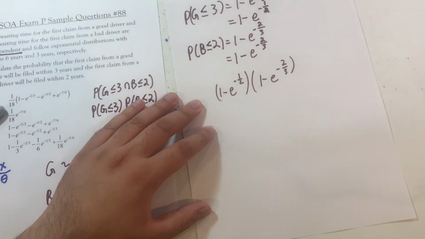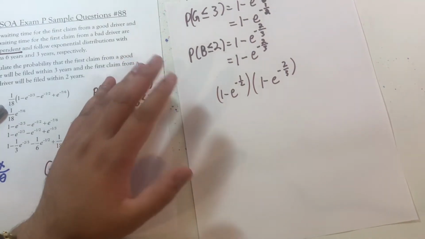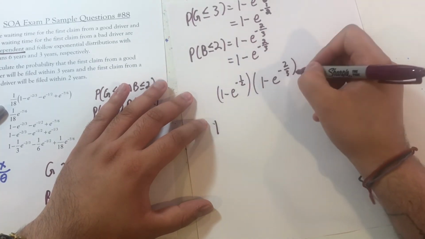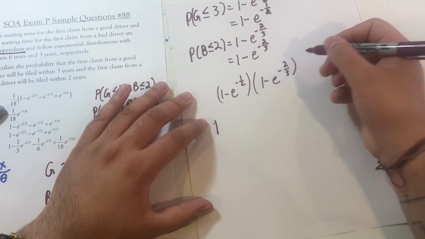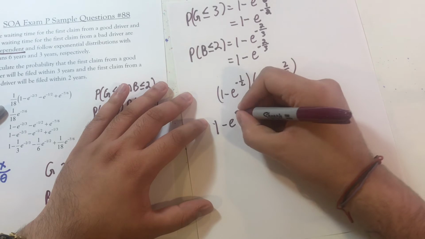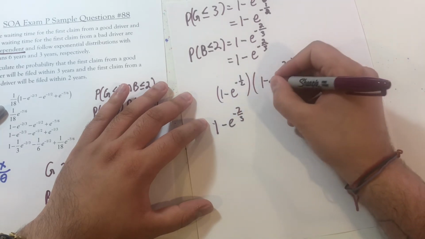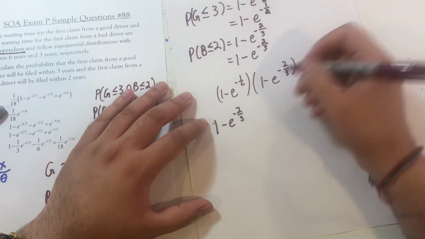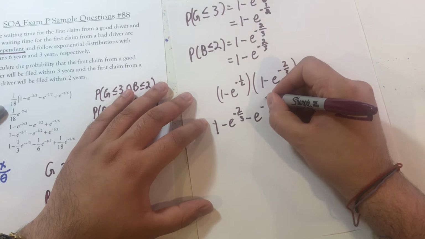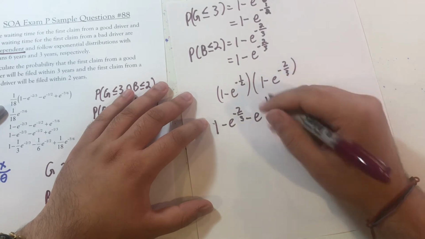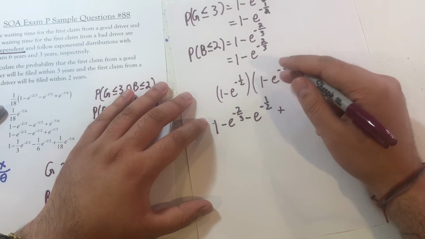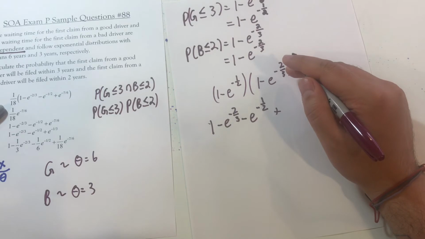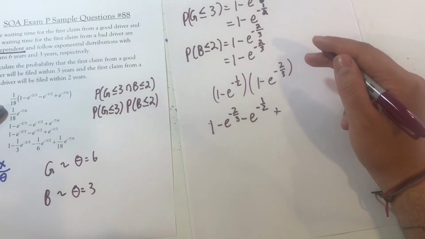Okay, now at this point, you're just going to see me do some algebra. 1 times 1 is 1. 1 times negative e to the negative 2 over 3 is negative e to the negative 2 over 3. Negative e to the negative 1/2 times 1 is negative e to the negative 1/2. And then finally, negative e to the negative 1/2 times negative e to the negative 2 over 3 is simply those two exponents added together.